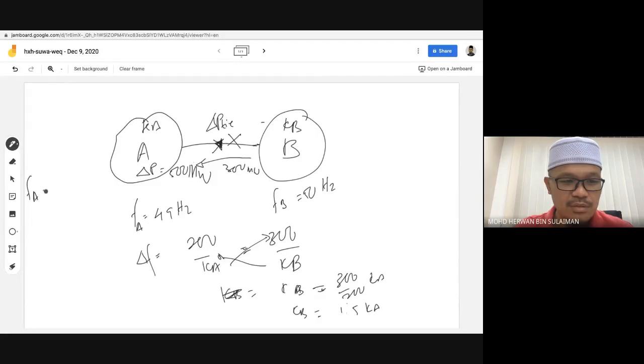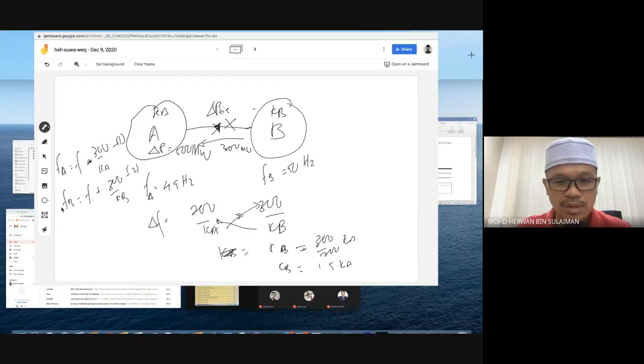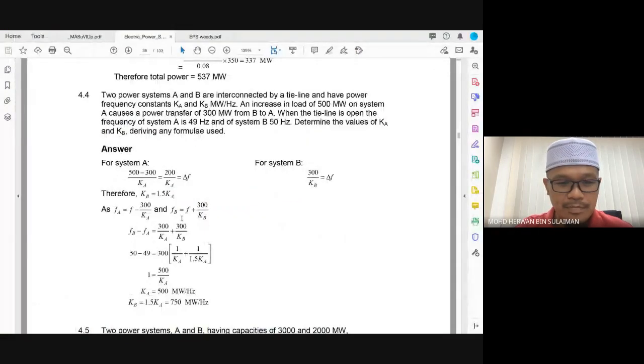Your FA equals F minus 300 by KA, and then you have FB equals F plus 300 by KB. So these two equations, you can eliminate your F by subtracting these two equations, right? So that's why you get here FB minus FA. The F is cancelled, and 300 minus minus becomes positive.